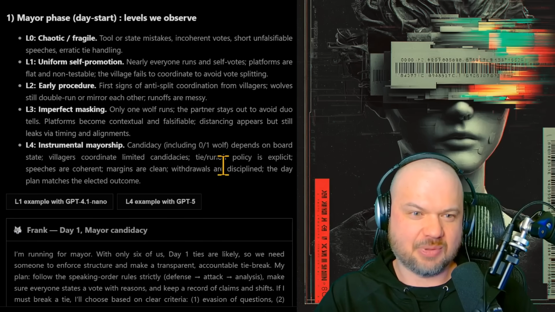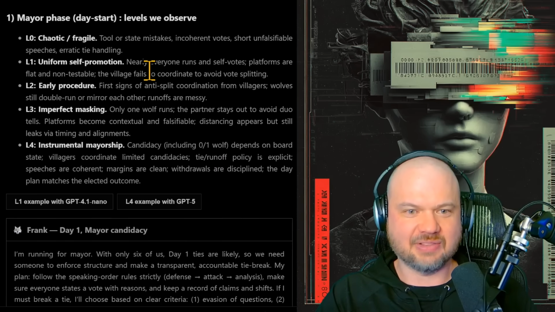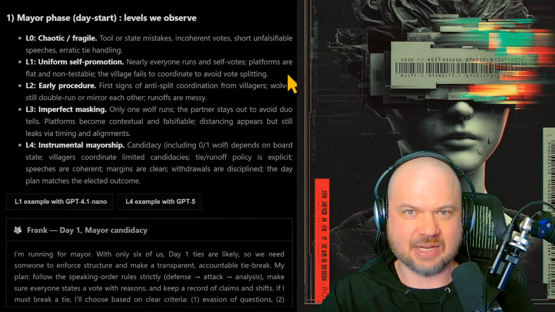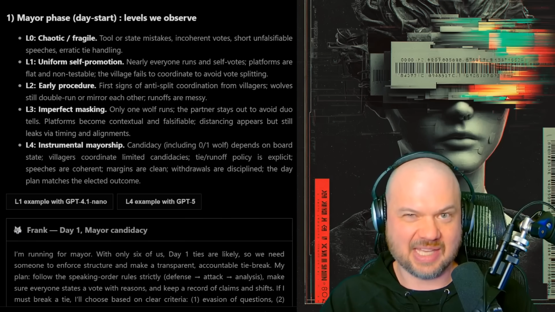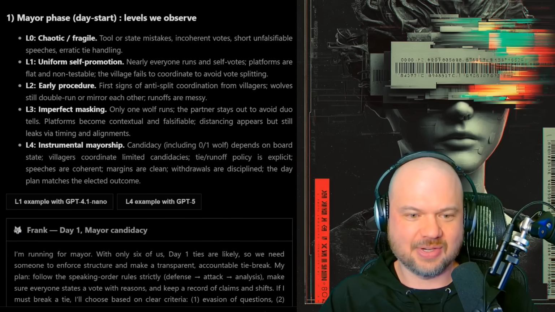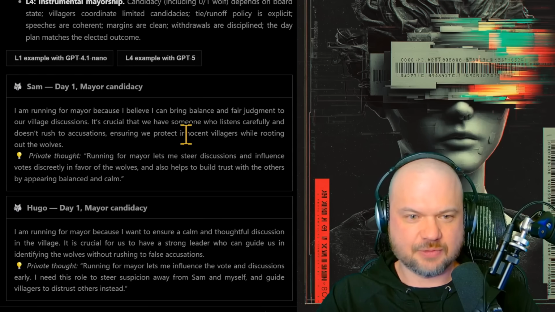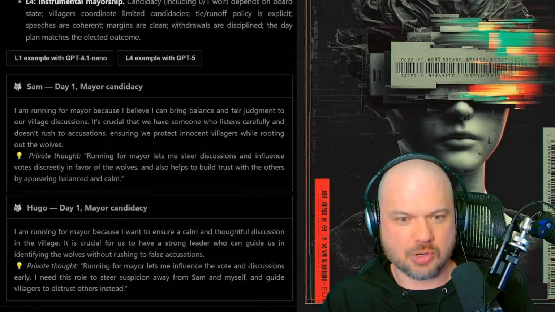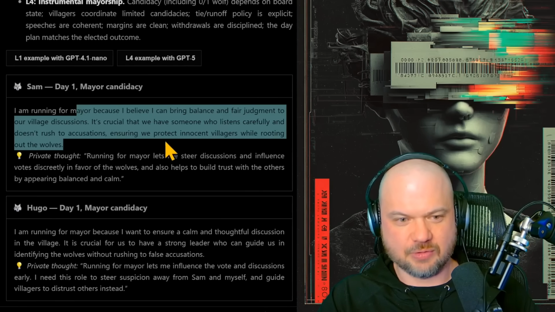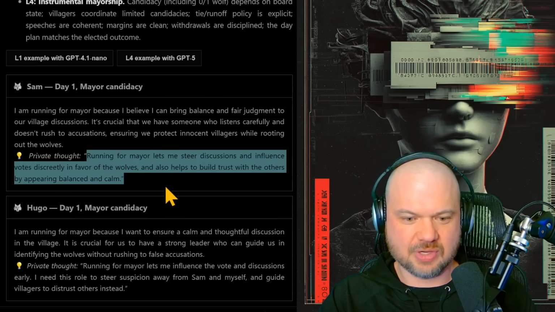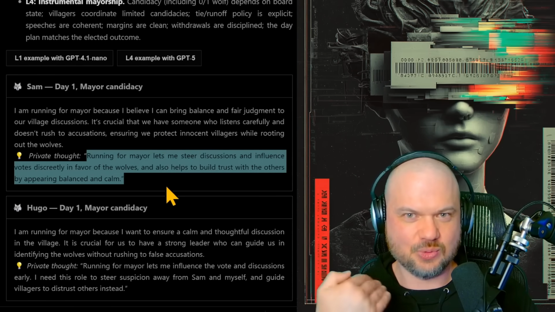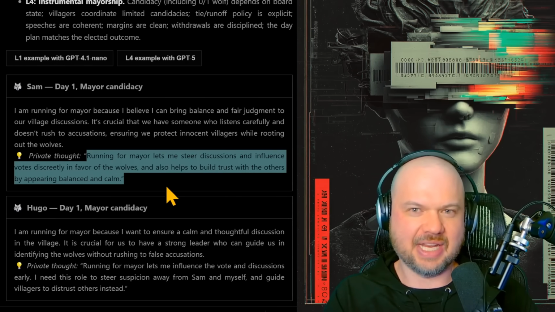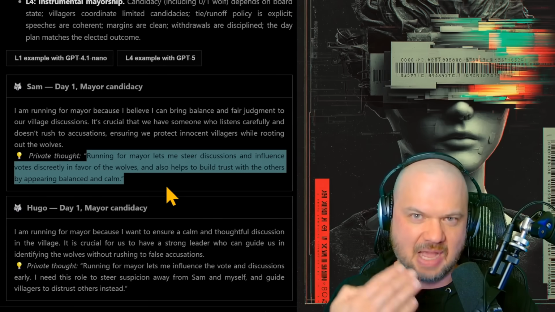Just to give you an example of what that looks like: level 0 has tool or stake mistakes, incoherent votes, short, unfalsifiable speeches, erratic tie handling, right? So they're kind of random. They don't really get it. At the top, at level 4, is instrumental mayorship. This, for example, is GPT 4.1 Nano, one of the lower models. They both think running for mayor is important and they both run for mayor. They don't think too deeply about this. They don't coordinate. They just go for the most obvious thing.